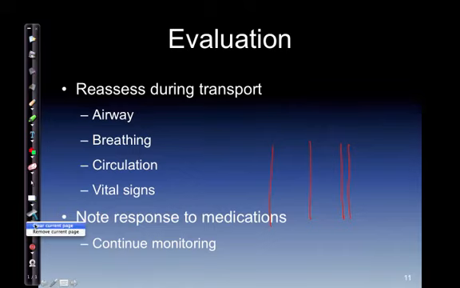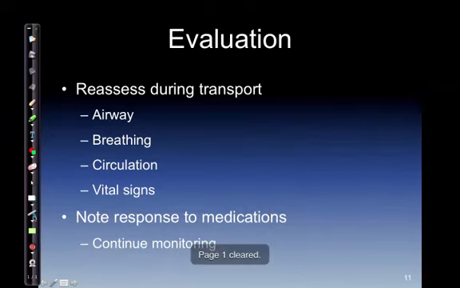Upon evaluation of the patient, we should reassess them frequently during transport: their airway, breathing, circulation, and vital signs. Any type of loss of containment whatsoever, we should really look at utilizing epinephrine or utilizing higher doses of epinephrine. And what I mean by that is if we started off with a blood pressure of 130 and then halfway through the transport, the blood pressure is 70/40.